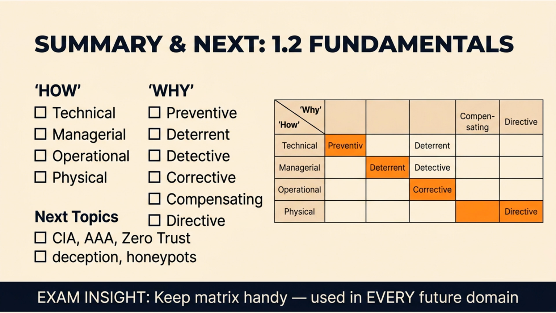And compensating trigger words equals legacy, cannot, alternative, workaround, temporary. LCAWT. Legacy cannot afford working tech. Keep this master matrix handy. We will use it in every future domain.